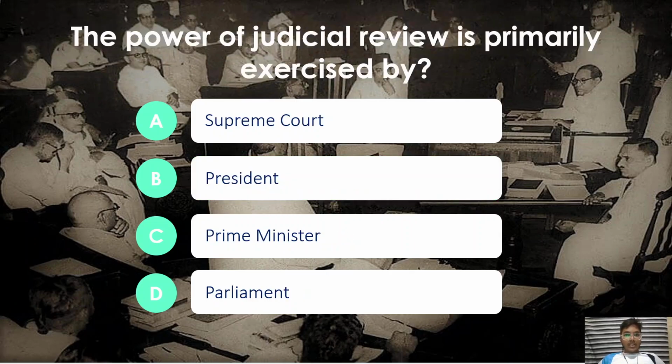The next question is: the power of judicial review is primarily exercised by option A Supreme Court, option B President, option C Prime Minister, or option D Parliament. The answer is option A, Supreme Court.